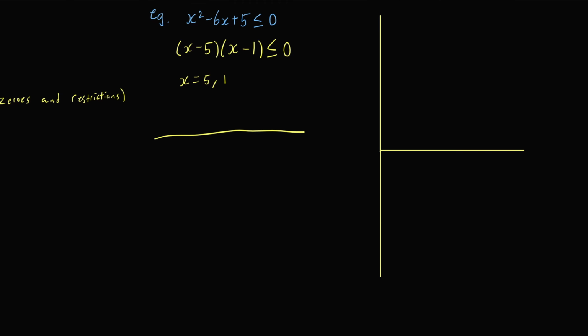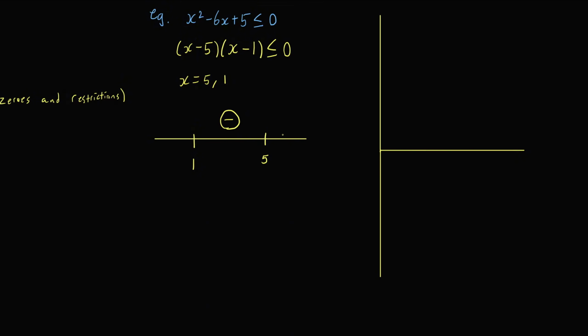So now let's draw a number line. Just place 5 over here and 1 over here. Then let's just substitute any number in between 1 and 5. So that'll be 2. If you put it into this original equation, is it less than or equal to 0? Then, if it is, label it as negative.